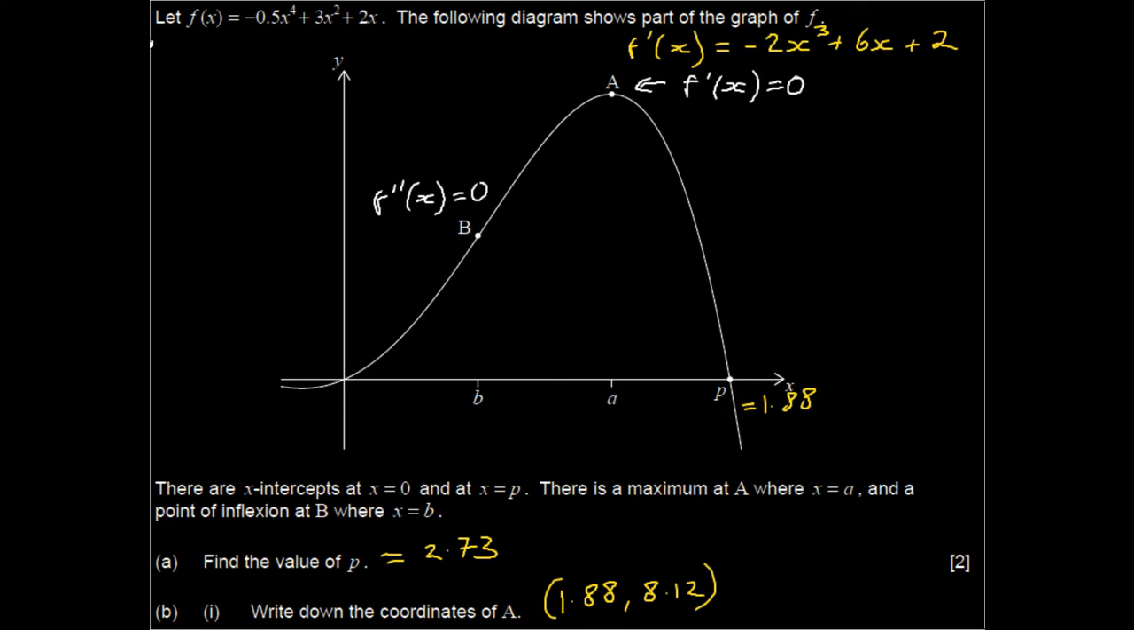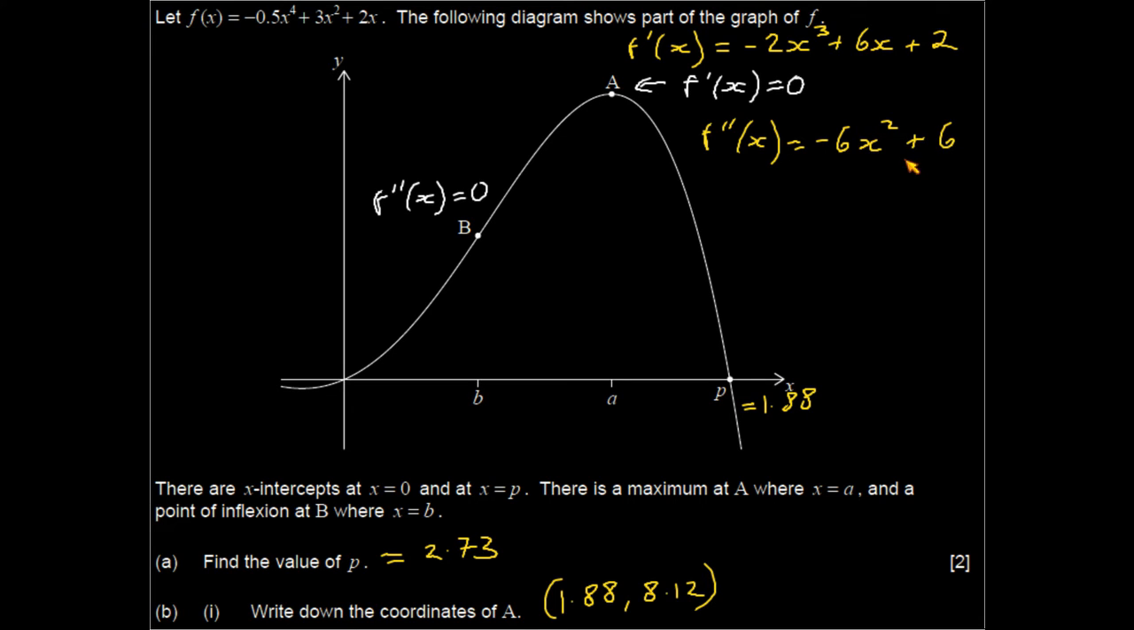Alright, so the second differential is equal to 0 at a point of inflection. So we can do a similar method to what we did here. I'm just going to differentiate this again. So f double prime of x is going to equal 3 times negative 2, which gives me negative 6, and then reduce the power to be negative 6x squared. And then the 6x will become just 6, and the number constant will disappear. So that would be the second differential.